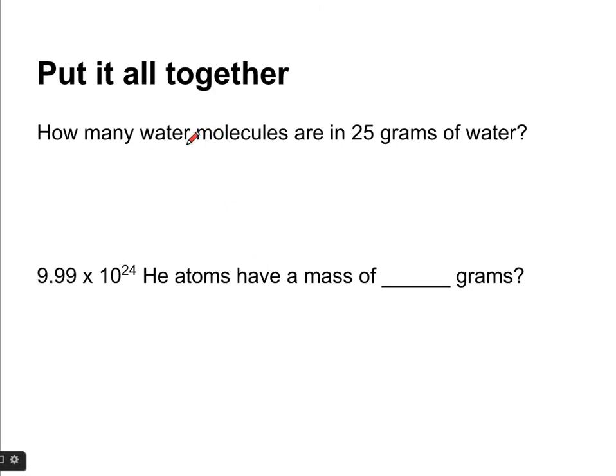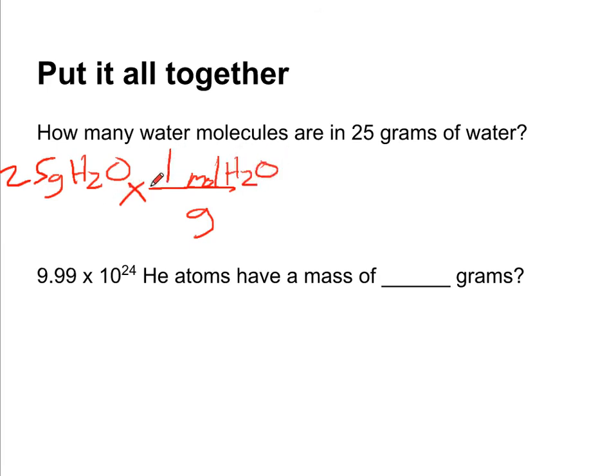In this first one, how many water molecules are in 25 grams of water? We want to go from grams of water to number of molecules. It's going to take 2 steps for us to do that. We're going to start with our 25 grams of water. And we can't go directly from grams to number of molecules. We don't have a conversion factor for that. What we're going to have to do is go through moles. So we want to first convert into moles. So we want to get rid of grams of water and into moles.